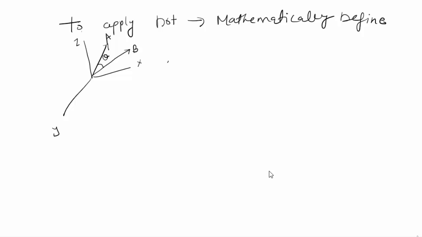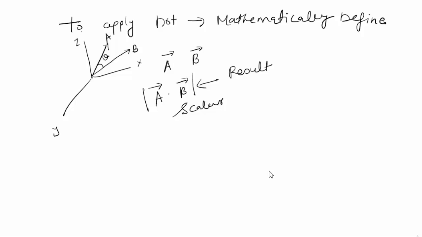So if you have two vectors A and B, you can find the dot product A dot B. When you are finding a dot product, whatever result you get will be a scalar quantity, which has only magnitude. And A dot B can be written as the magnitude of A into the magnitude of B.